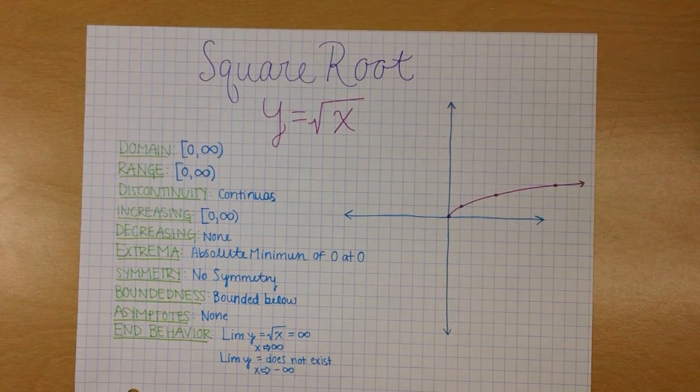The function has no asymptotes. As x goes to infinity, the limit is infinity, and as x goes to negative infinity, the limit does not exist.